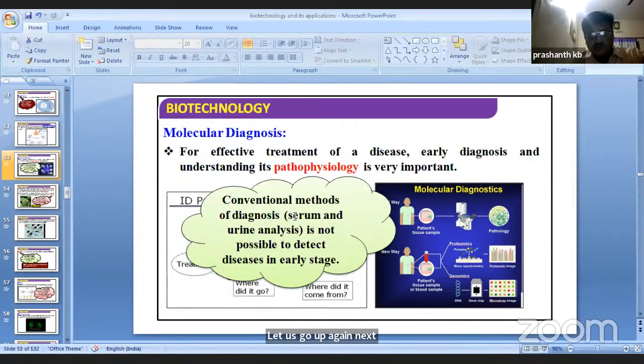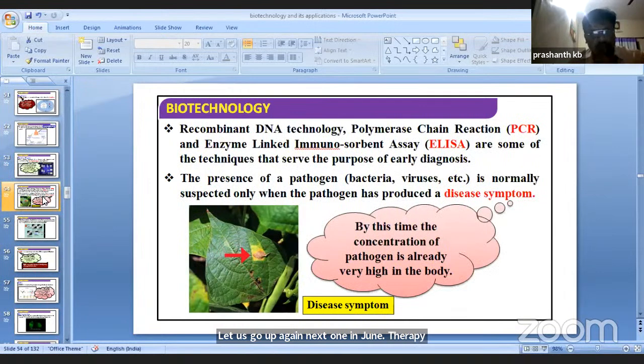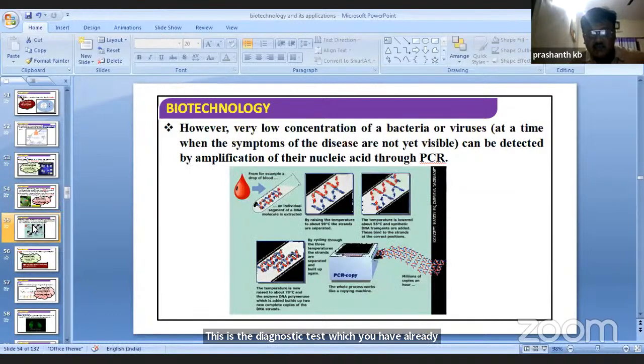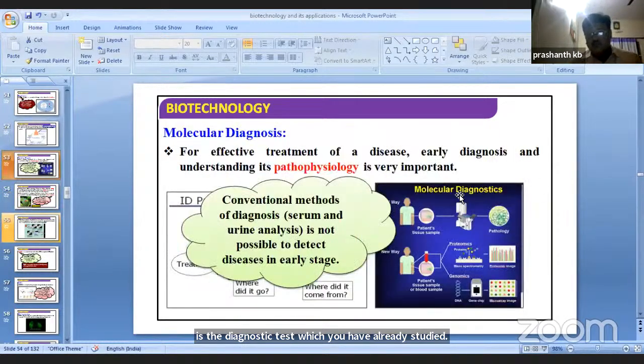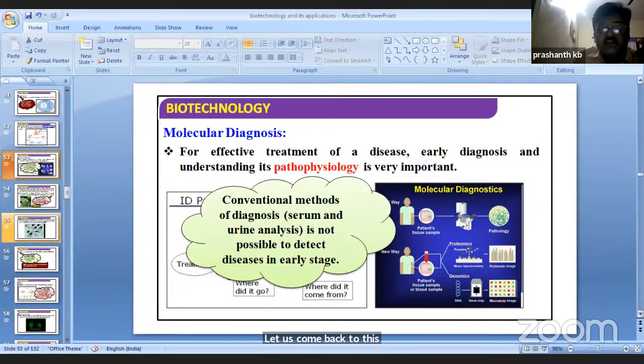In gene therapy, ADA method we will go. Okay. Okay. This is the diagnostic test which you have already studied, molecular diagnosis. Okay. Wait, just a minute. Okay. Let us come back to this one. Okay. I'll use another this one.